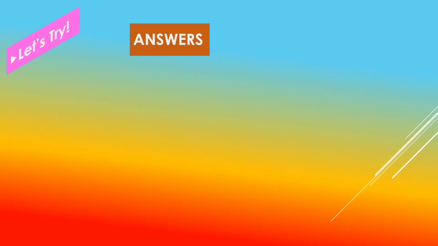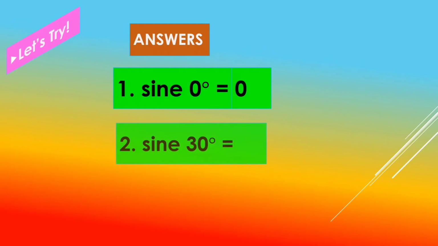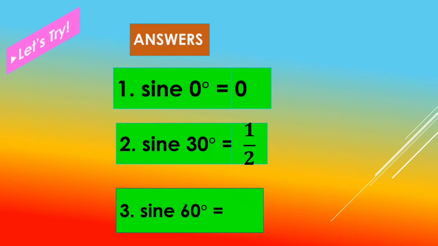Let's check your answer. Number 1, sine 0 degrees. If your answer is 0, then you are correct. Number 2, sine 30 degrees. If your answer is 1/2, you are correct again. Number 3, sine 60 degrees is equal to the square root of 3 over 2. Good job!